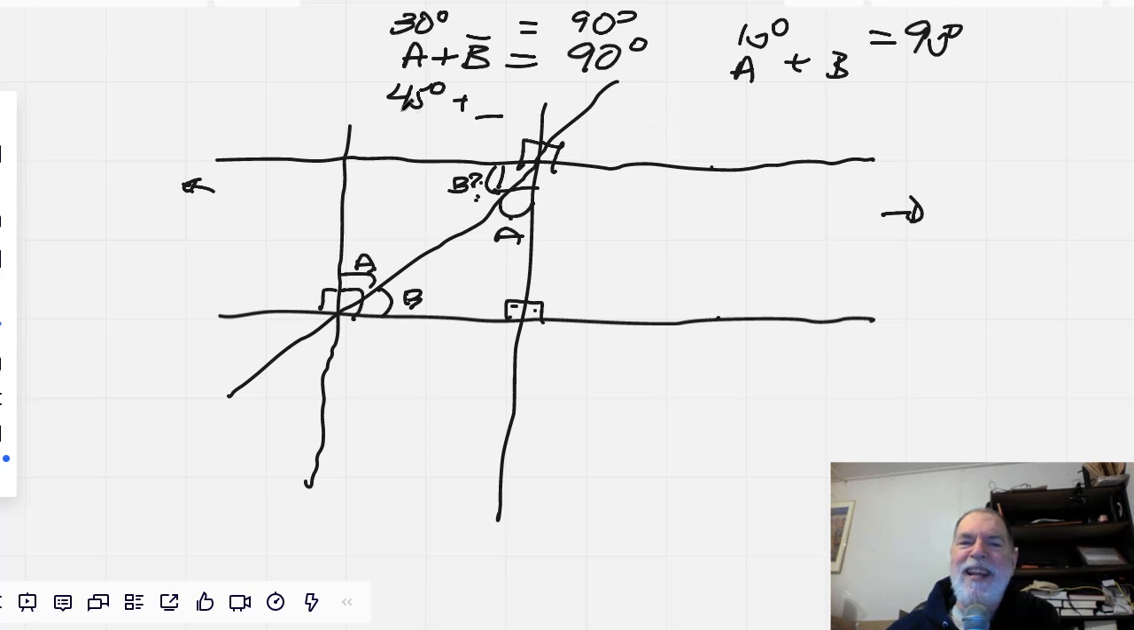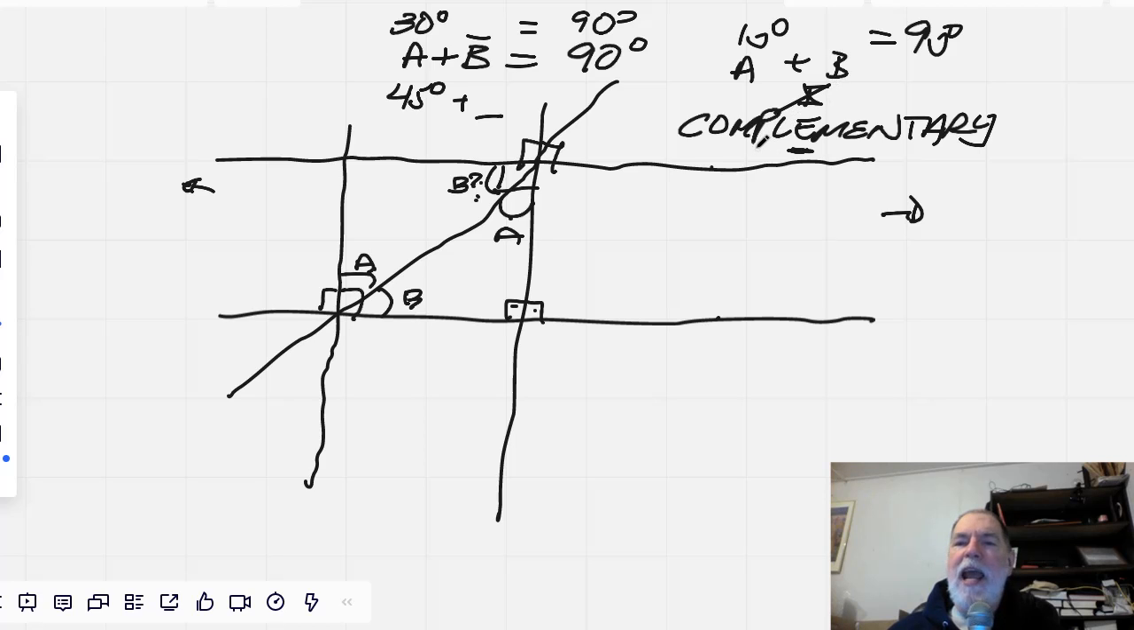And I'm belaboring this point because it's extremely important. You're going to use this over and over again in your study of trigonometry. So much so that we have a fancy name for angles when they add up to 90 degrees. And we say that they are complementary. They complete each other, or they complement each other. And that's complementary with an E, not with an I. Okay?